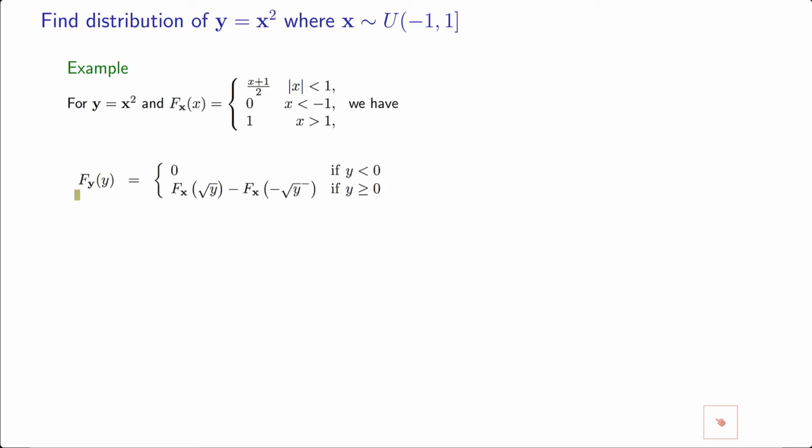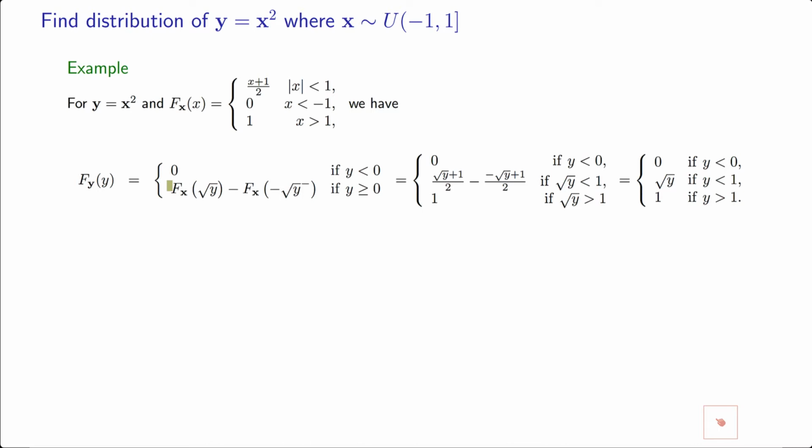From the previous example, we know that the distribution of y is given by this expression. So what I need to do is just replace this x by a square root of y. So I put this square root of y here, I put minus square root of y here, and then subtract it. If I replace this x by square root of y, I get the square root of y plus 1 divided by 2. Obviously, if y is negative, you get 0.